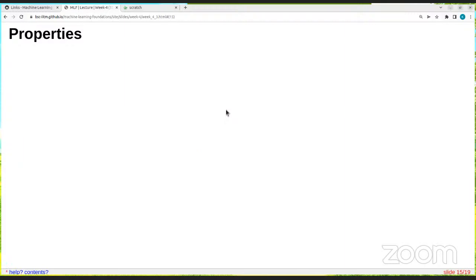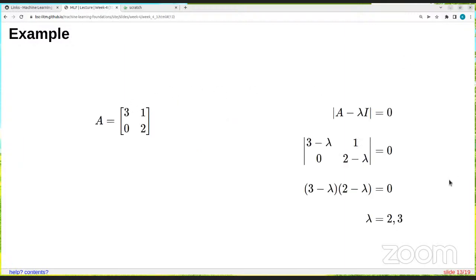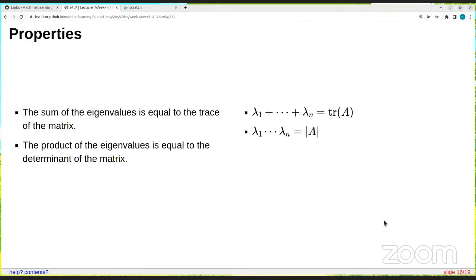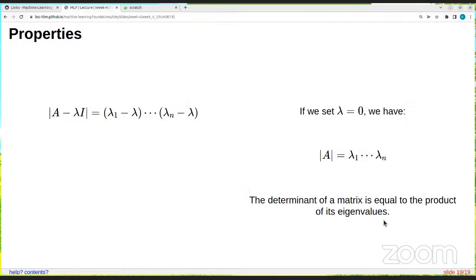Going back to this to see why these properties are true: the sum of the diagonal elements is 5, and that is equal to the sum of the eigenvalues, 2 plus 3. The determinant is 3 into 2, 6, and the product of the eigenvalues is 3 into 2, 6. So these are two very simple properties which you have to know. This is just some proof for that, which I'm skipping. You can refer to the slides later.